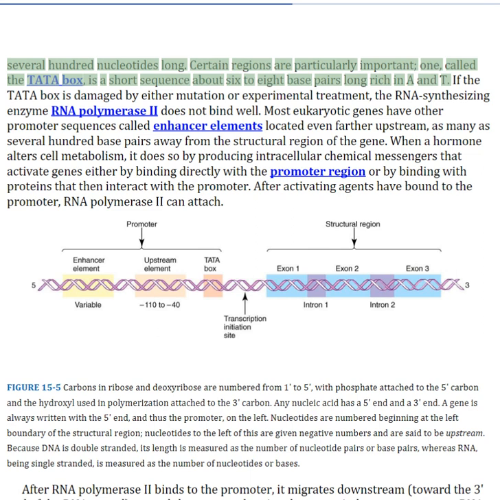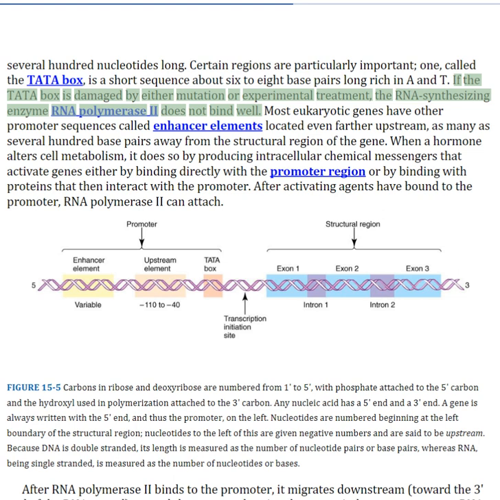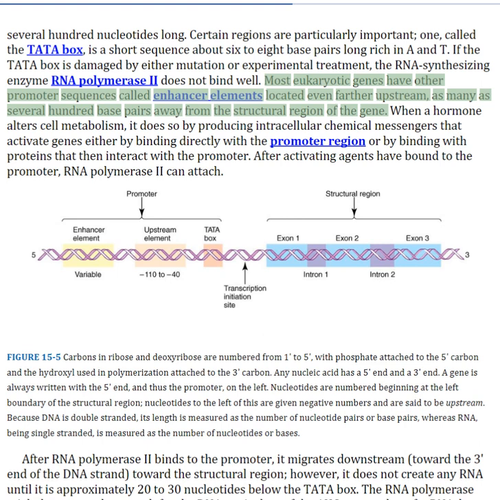Certain regions are particularly important. One, called the TATA box, is a short sequence about 6 to 8 base pairs long rich in A and T. If the TATA box is damaged by either mutation or experimental treatment, the RNA synthesizing enzyme RNA polymerase II does not bind well. Most eukaryotic genes have other promoter sequences called enhancer elements located even farther upstream, as many as several hundred base pairs away from the structural region of the gene.